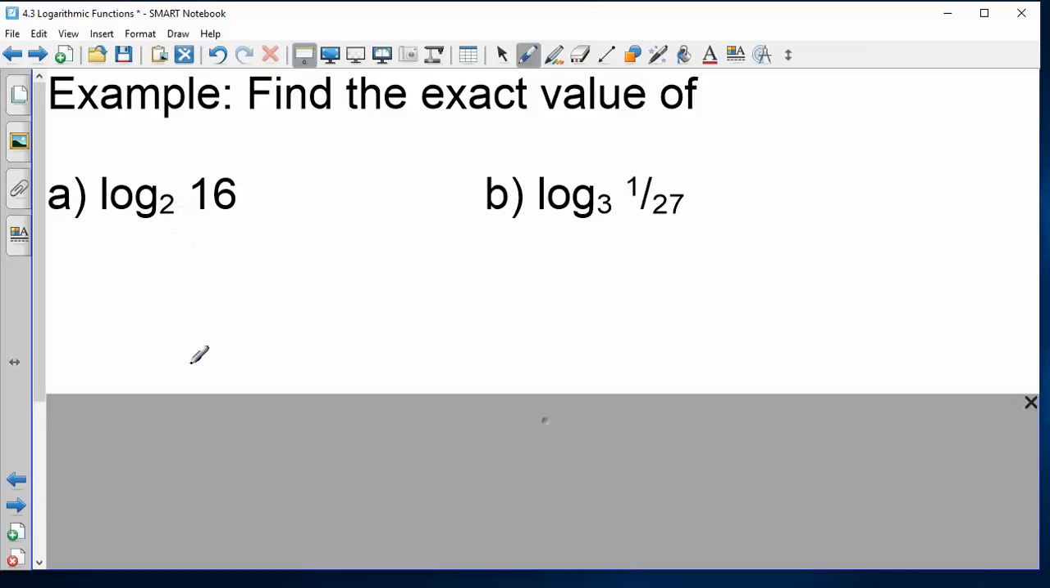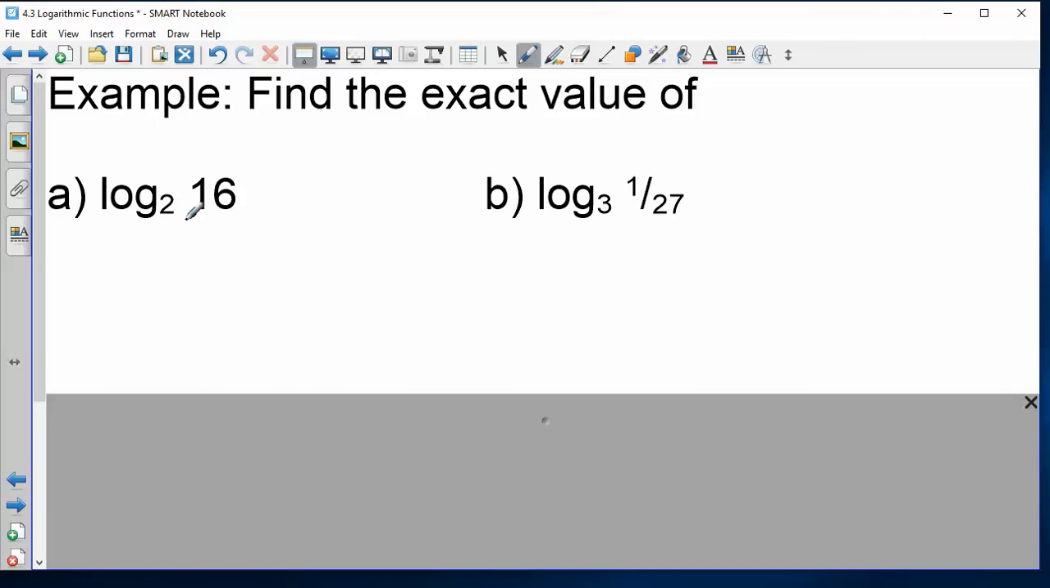If I say log base 2 of 16, there are two options for how to do this. If you understand what a log means, you might be able to look at this and tell me the answer. A log tells you an exponent. This is like saying 2 to what power equals 16? 4. And you've got your answer.